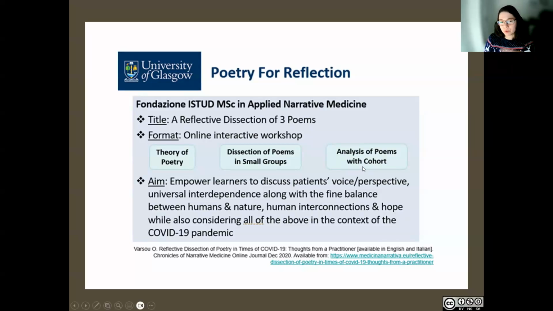And then we had the analysis of the poems with a whole cohort. As I said, the first time I delivered this was actually while the pandemic was taking place, and the learners at that point had faced the raw reality of COVID, especially in the rural and north part of Italy. So I was very mindful of what poems I was going to select and how this was going to link with what they were doing, and maintain that fine balance of interconnections. So my aim was to empower them to discuss the patient perspective and voice, but also consider the universal interdependence that we humans have with our environment, but also the fine balance between humans and nature.